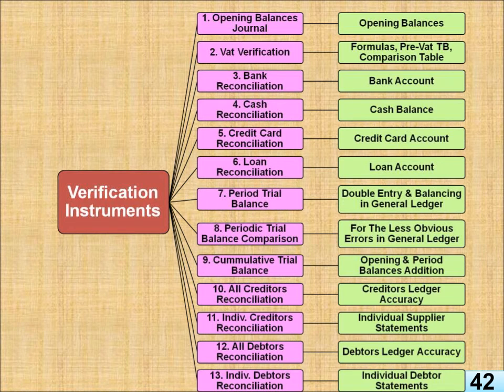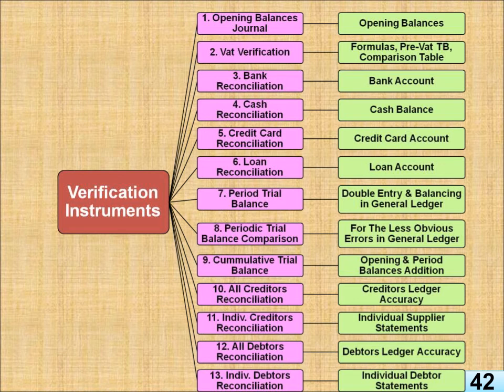Verification instruments. 1. We have an opening balances journal, to verify opening balances. 2. To verify figures before submitting the VAT return, we have formulas, a pre-VAT trial balance, plus a VAT comparison table. 3. We have bank reconciliation to verify entries on the bank account. 4. We have cash reconciliation to verify the cash balance. 5. We have credit card reconciliation, to verify entries on the credit card account. 6. We have loan reconciliation to verify entries on the loan account.